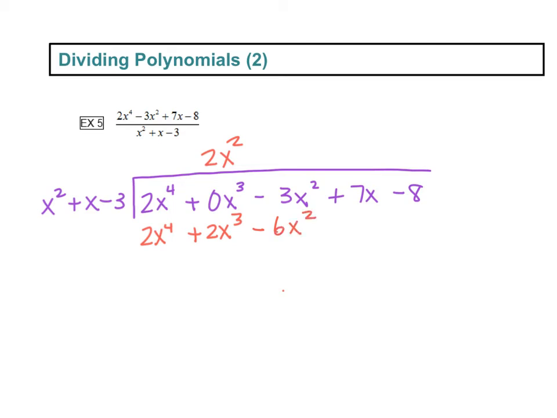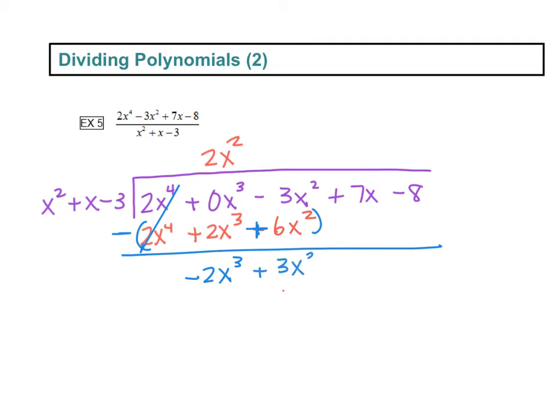All right, then we're going to subtract this whole thing from above. So 2x to the fourth minus 2x to the fourth cancels. 0x cubed minus 2x cubed is a negative 2x cubed. And then negative 3x squared minus a negative 6x squared does become plus, so negative 3x squared plus 6x squared is plus 3x squared. Then I'm going to bring down the next term, plus 7x.